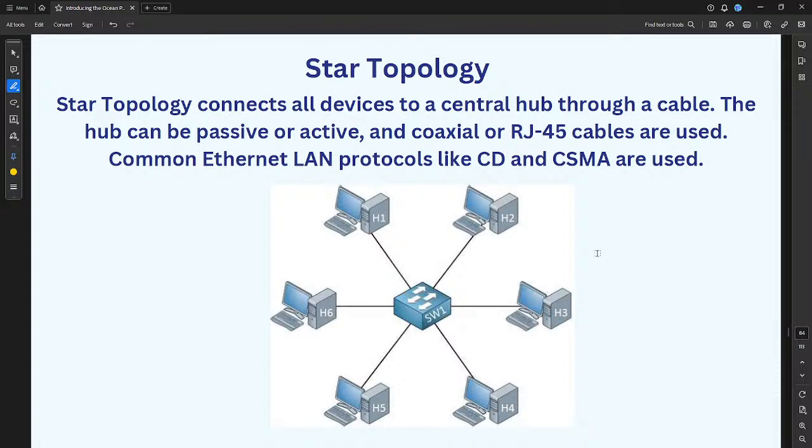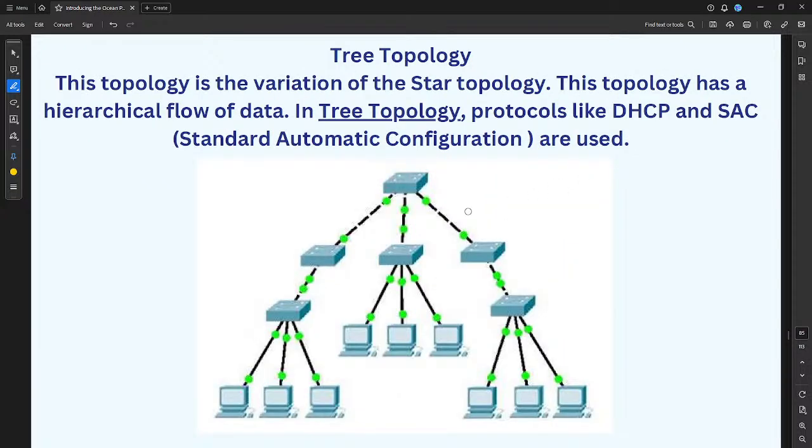So what is the star topology? Basically, star topology connects all devices to a central hub through a cable, and you can see the graphical illustration looks like a star. That's why we refer to it as a star connection. Every one of these devices is connected to a central hub. Of course, this hub is not as smart as a switch, but we use RJ45 cables to connect them, and of course CSMA as well.